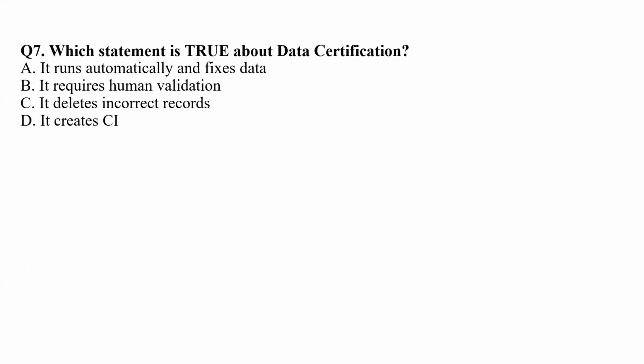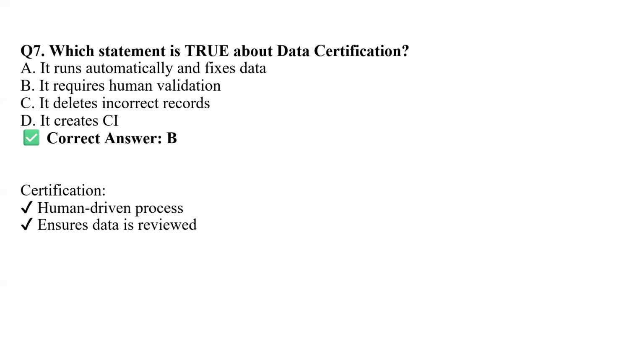Next one. Which statement is true about data certification? Option A, it runs automatically and fixes data. Option B, it requires human validation. Option C, it deletes incorrect records. Option D, it creates CI. The correct answer is option B, it requires human validation. Data certification means human validation.